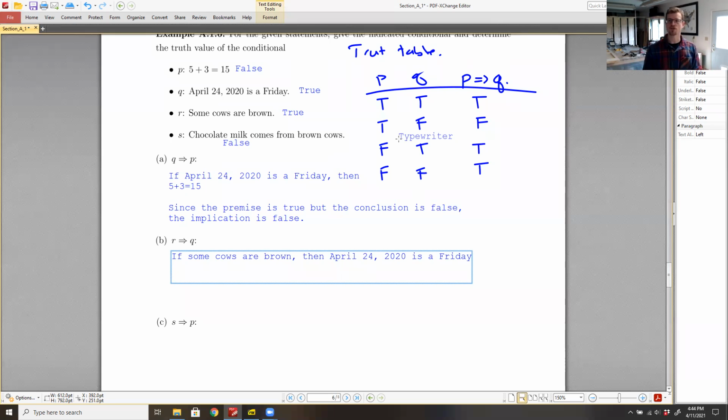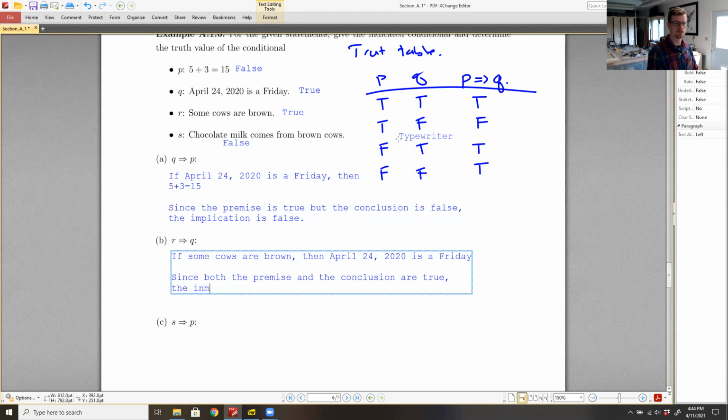If the conclusion is also true, then hey, we're happy, the implication is true, all right? If we find that the premise was true, but the conclusion is false, that's the one instance, again, where we have that the implication is false. So in this case, some cows are brown. Yes, that's true. April 24th, 2020 is a Friday. Yes, that's true. So since both the premise and the conclusion are true, the implication is true.